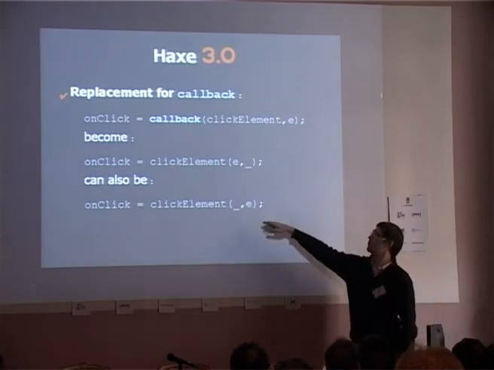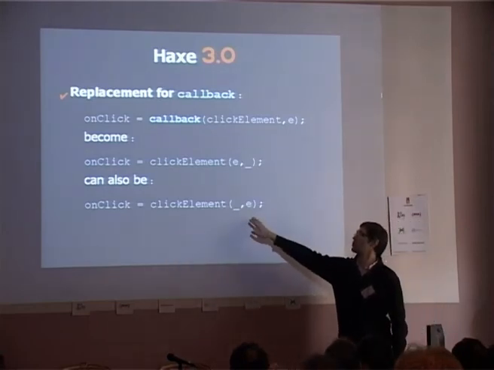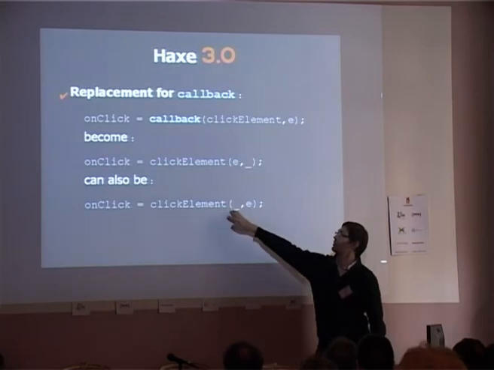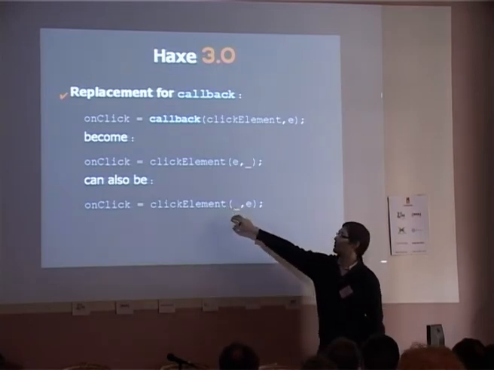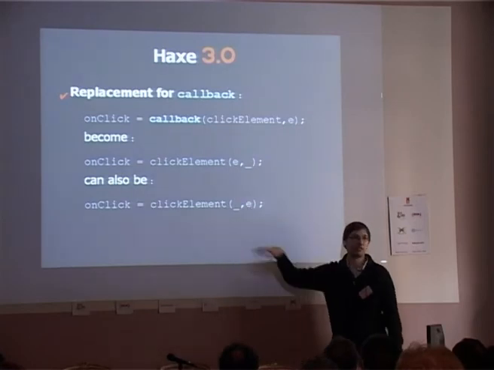With the new way of writing, you will be able to say, I want to take this as a parameter for my function. So onClick will pass this parameter, and this one is fixed already.